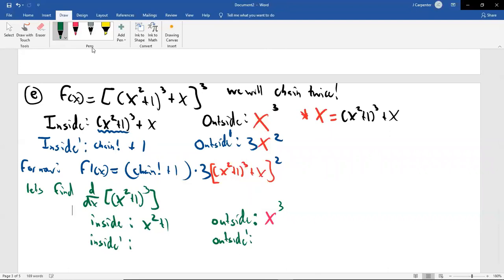I'm going to stick with the green just because I've already got too many colors going around. The derivative of the inside would be 2x. The derivative of x squared, you bring the 2 down, and then you decrease the exponent by 1.